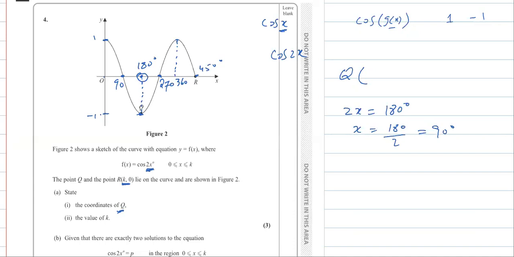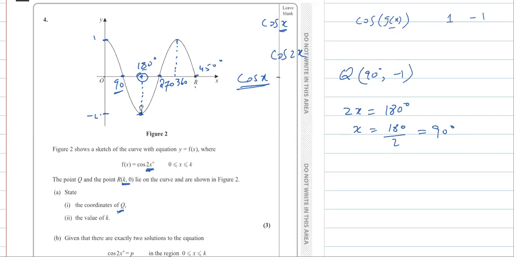So it means for cos 2x, if 2x is 90 degree, then 180 divided by 2 will be 90 degree. So for cos 2x, you are taking this one for cos of x, but for cos of 2x, then this will be half. Okay, so it means q will be 90, minus 1, because the maximum value is minus 1.